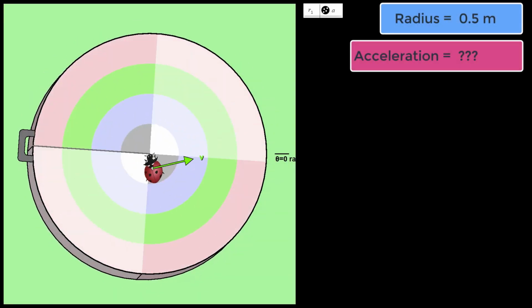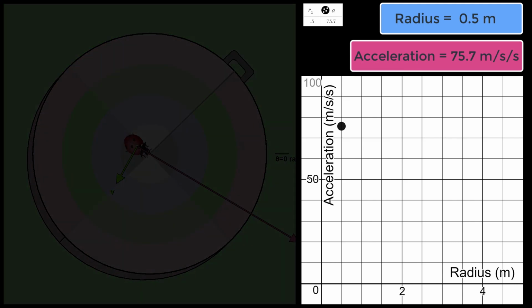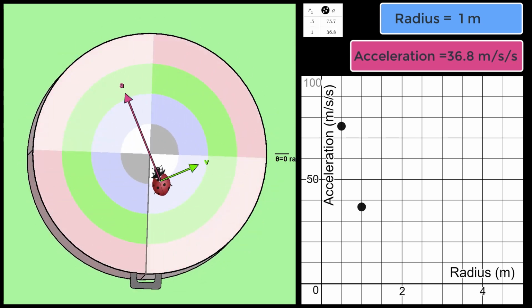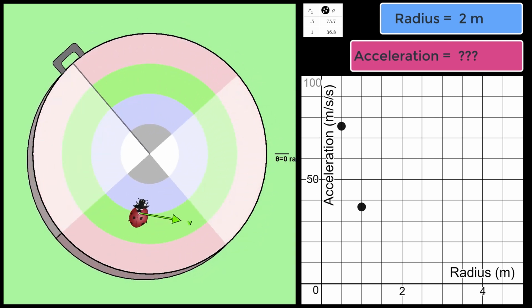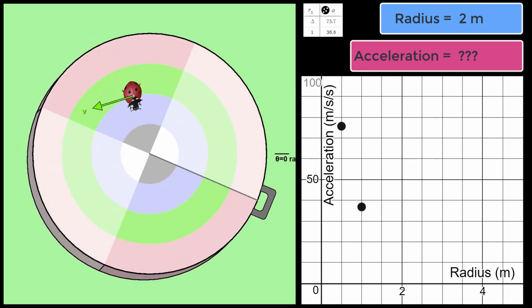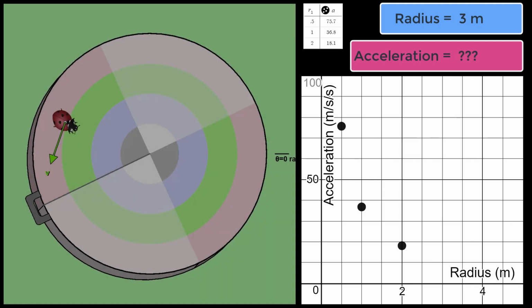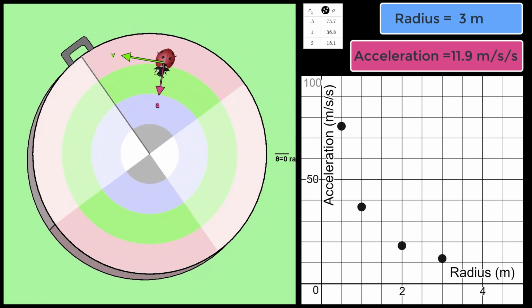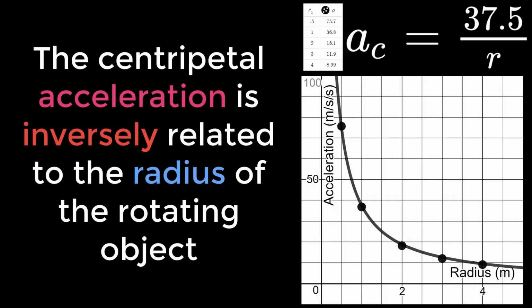In order to find the effect of the radius on the acceleration, we will need to keep the velocity the same. As we increase the radius, while keeping the velocity, or the speed of the spinning object, the same, we notice that the acceleration decreases. However, it does not decrease in a linear fashion. As the radius increases, the acceleration decreases, but the amount at which it decreases also decreases. So I'm inclined to believe this is an inverse relationship. The centripetal acceleration is inversely related to the radius of the rotating object.